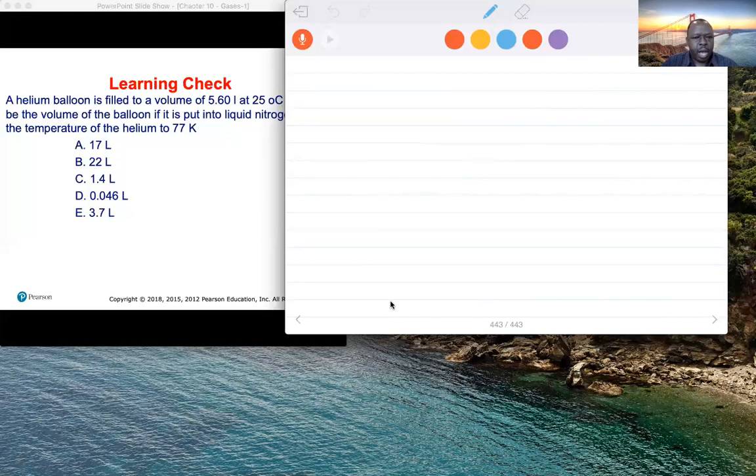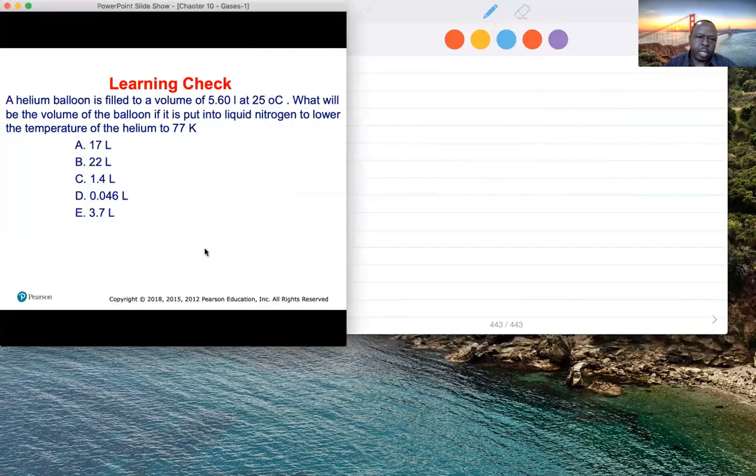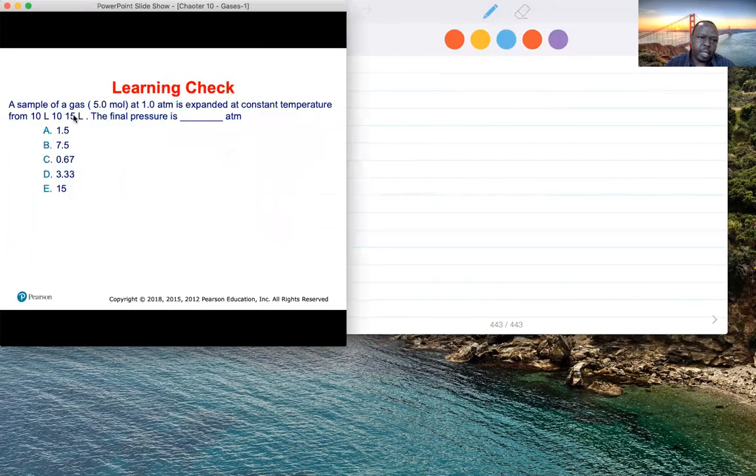Somebody had asked about the five moles. I think, David, that was the previous problem, I didn't see your question. You do not multiply in this problem right here because the number of moles is constant. You are expanding. If the temperature is raised from 10 to 15, the number of moles does not change. You don't multiply. It's just the ideal gas equation, P1V1 equals P2V2, constant number of moles and temperature.